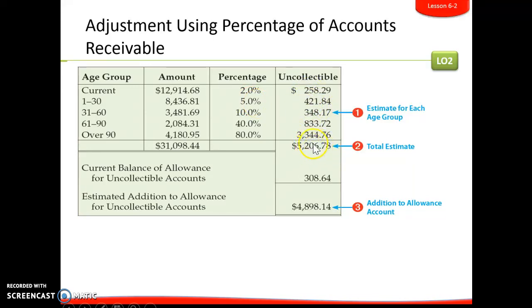So our total estimate is right here, $5,206.78. Here they're showing us our current balance of allowance for uncollectible accounts. So in our account right now, we have $308.64. So we want that account to be able to cover this $5,000 that we think is going to be uncollectible. So that means that we need to add in this amount, $4,898.14, to make it equal what we believe is going to be uncollectible. All we did here to get this number was subtract these two.